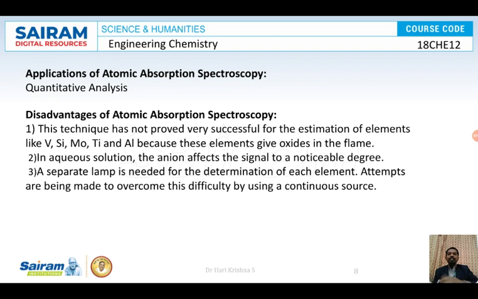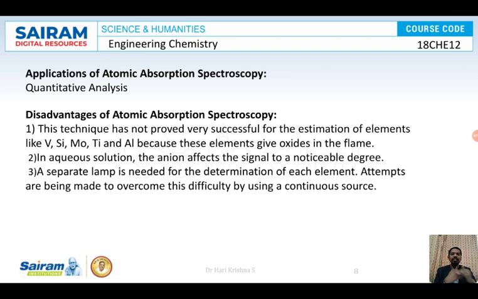So what are the advantages and applications? The application of atomic absorption spectroscopy is that it is mainly used in quantitative analysis. Okay, so disadvantages. This technique has not proved very successful for the estimation of vanadium, silicon, molybdenum, titanium and aluminum, because these elements form oxides in the flame. So you will get aluminum oxide, vanadium oxide.